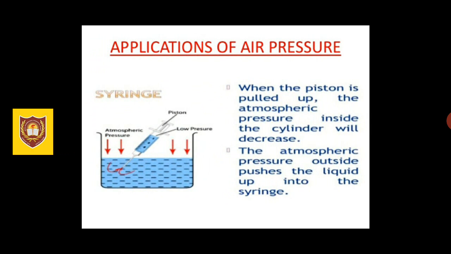Syringe. You have tried how to fill the syringe and you have observed the changes. See the figure very carefully. When the piston of the syringe is pulled up, the pressure inside the cylinder decreases, meaning low pressure is created. The atmospheric pressure outside pushes the liquid up into the syringe. That is how the syringe gets filled.